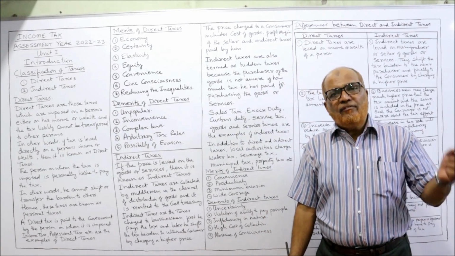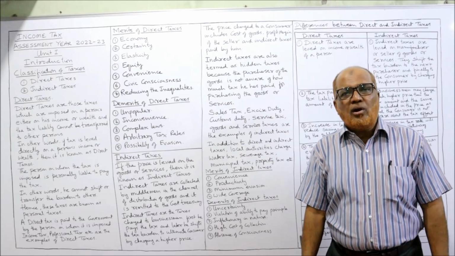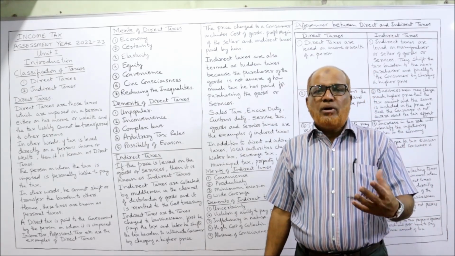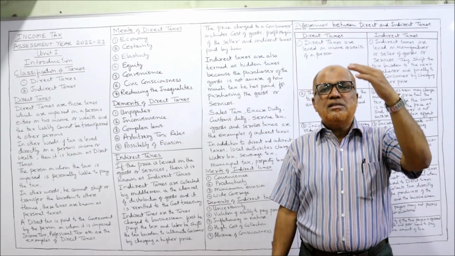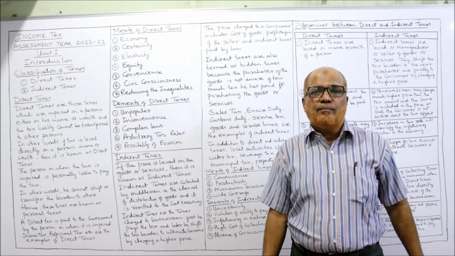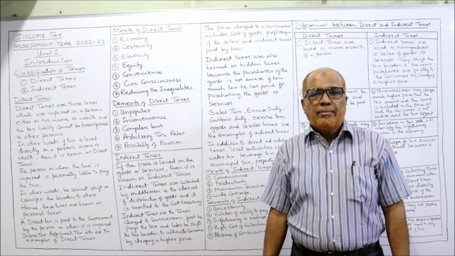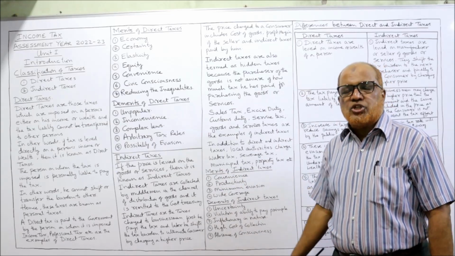Next one, arbitrary tax rates. The government will fix the tax rate. So sometimes the tax rates are not justified. The government will think that the people's income has increased. Now we increase the tax rate, due to which there will be resistance in the mind of the people to pay the tax. That's why arbitrary tax rates are a disadvantage.